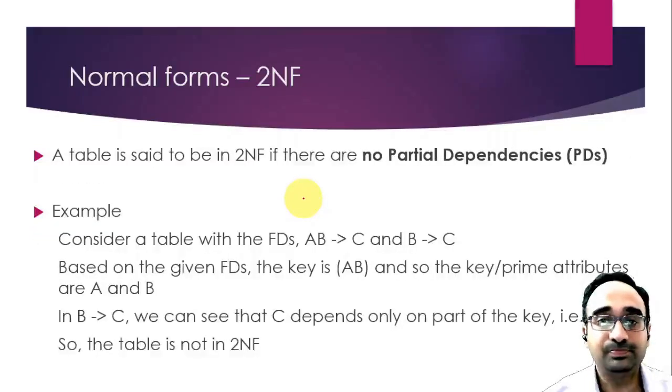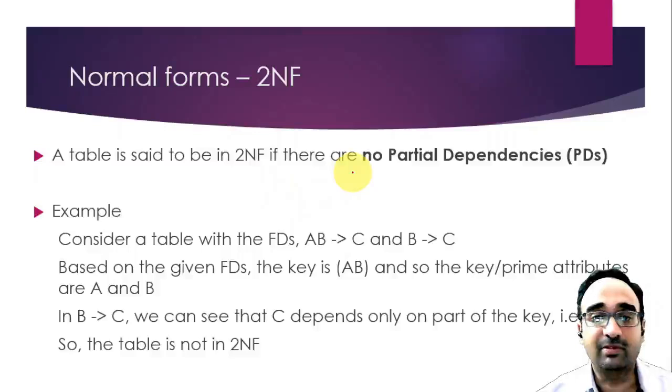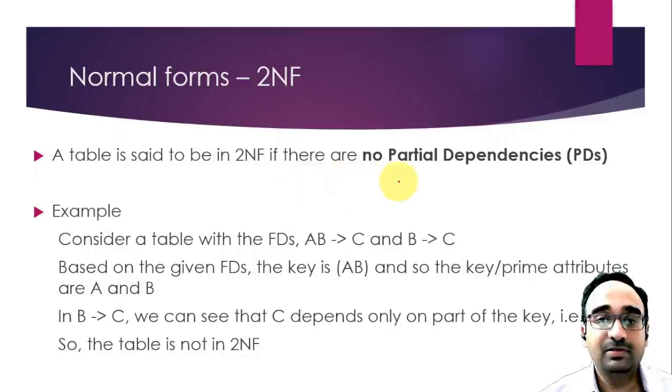Now second normal form. If there are no partial dependencies in a table, then you can say that your table or relation is in second normal form. That means, conversely, if there are partial dependencies, you can say that the table is not in second normal form.